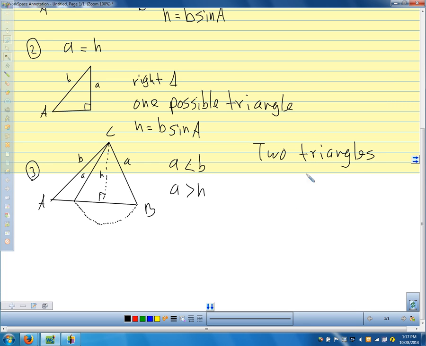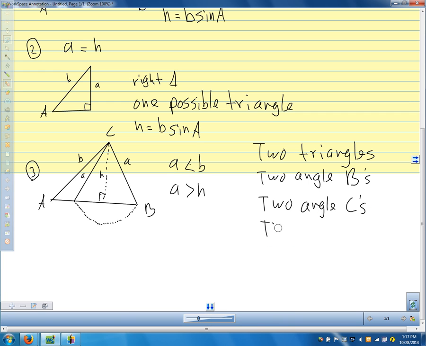This possibility where we have two triangles is called the ambiguous case, because we don't know, is it one of the triangles, is it the other triangle? So we have to use the law of sines to figure out both. So we have two angle B's, and we have two angle C's, and we have two side C's.